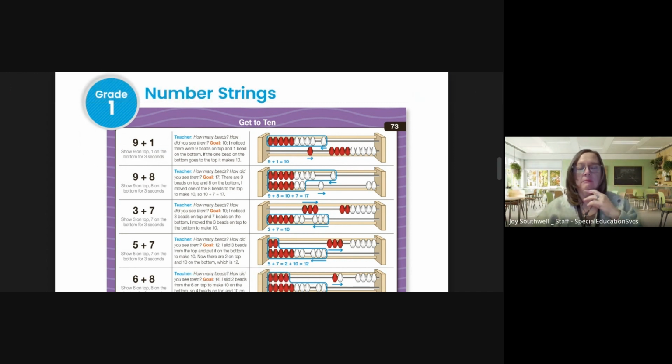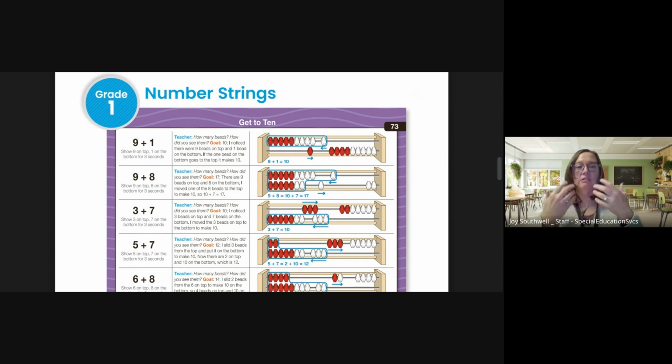And then you start talking about, well, how did you know? And the kids said, well, I know 9 are on the top because there's 1 over here. Or some may move this one away. Or you might need to say, what if I slide this over here? If I take 1 away from the bottom and add 1 to the top, the kids probably already know that there's 10 beads on the top of that Rekenrek.